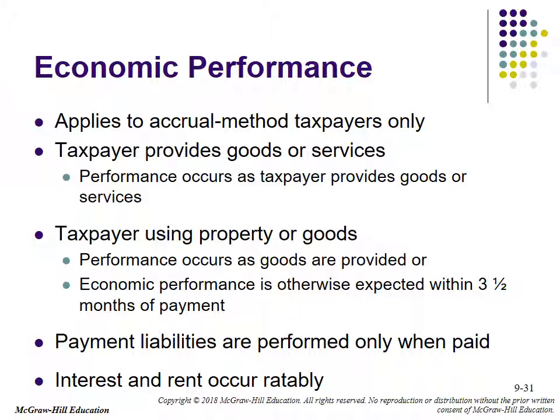Economic performance applies to accrual method taxpayers only. Everybody else waits till they pay, right? Taxpayer provides goods or services. We're going to go through them really quick. Performance occurs as the taxpayer provides goods or services. If the taxpayer is using property or goods, you could recognize the expense as goods are provided, or economic performance is otherwise expected within 3.5 months of payment.